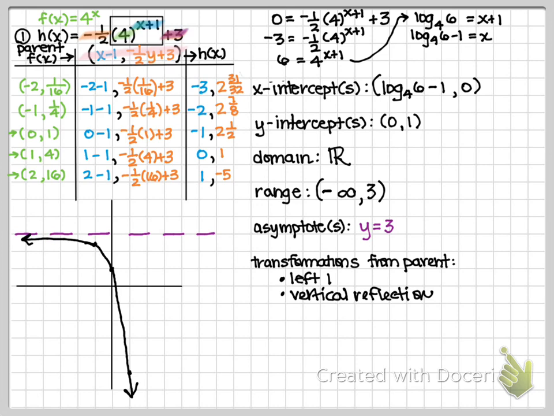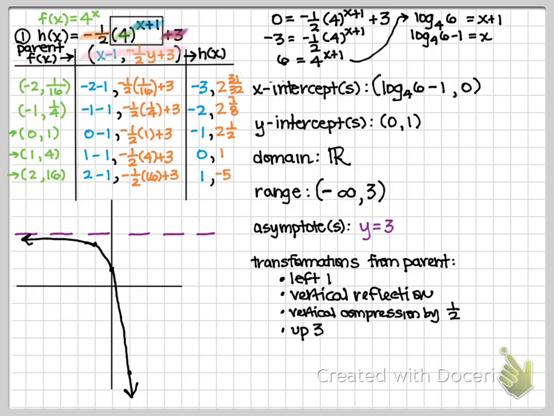So what I did was a vertical compression. Vertically compressed by a half. I took the distance between the y values and shrunk it. So that takes care of the negative and the half. Then the last thing I did was I added 3. So that means I went up 3.